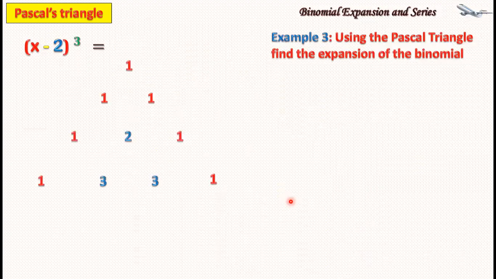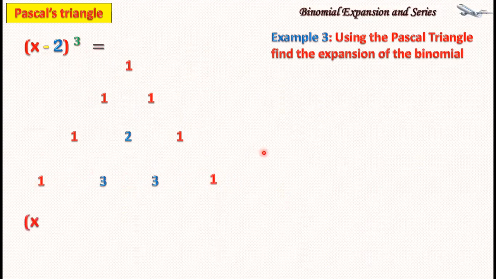Let's take an example. Using the Pascal's triangle, find the expansion of the binomial (x - 2) raised to the power 3. So let's see how we're going to apply the Pascal's triangle to find this expansion. Since I'm at the power 3, I have to move up to this point. Can you see these are the 3s here at the end now? Immediately after 1, I have 3. Immediately after 1, I have 3. So these are the coefficients I will have in the expansion of (x - 2)^3.